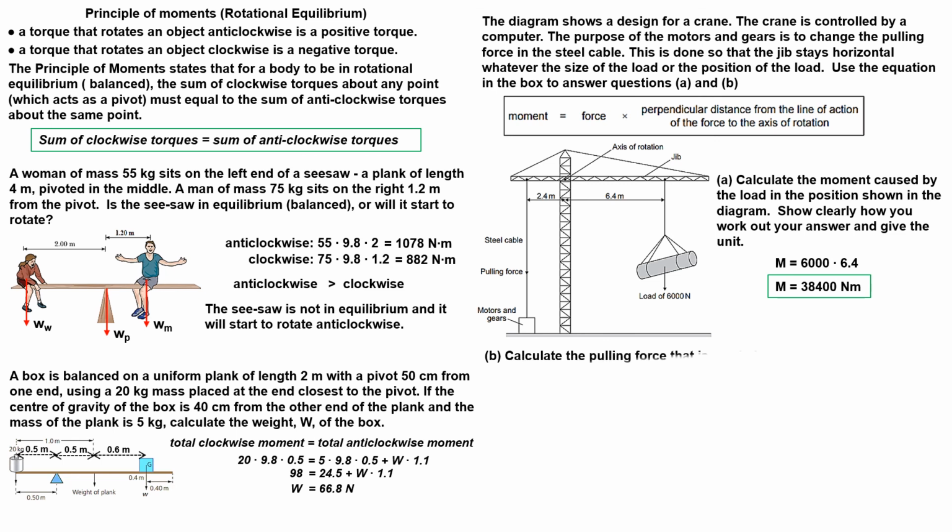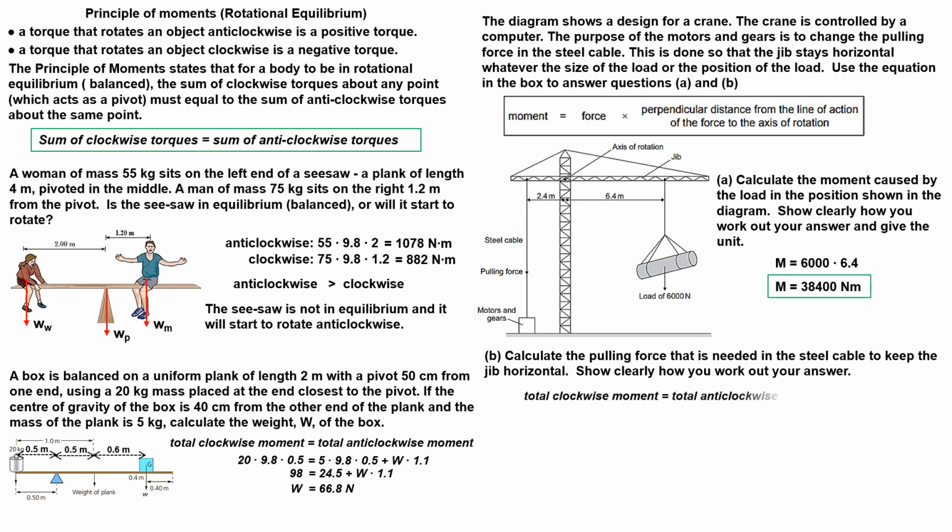Calculate the pulling force that is needed in the steel cable to keep the jib horizontal. Show clearly how you work out your answer. We now apply the principle of moments to calculate the pulling force that is needed in the steel cable to keep the jib horizontal. The pulling force is 16,000 newtons.